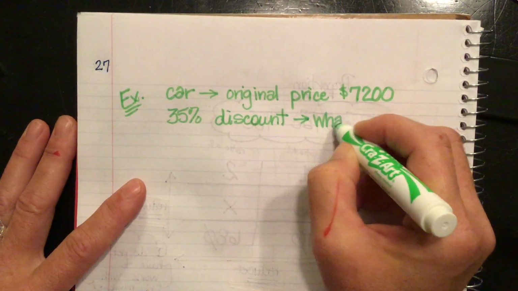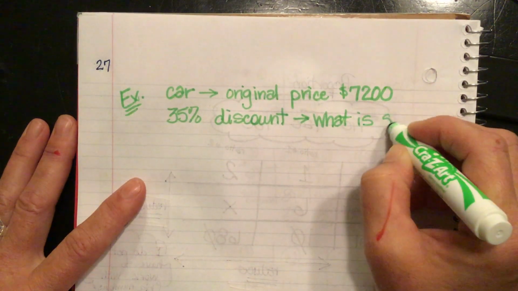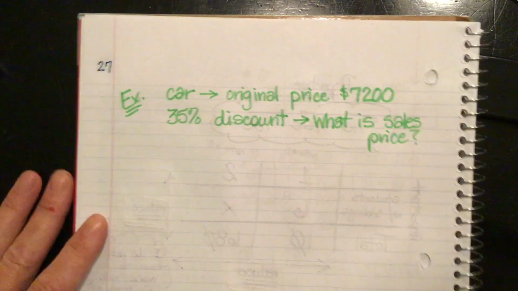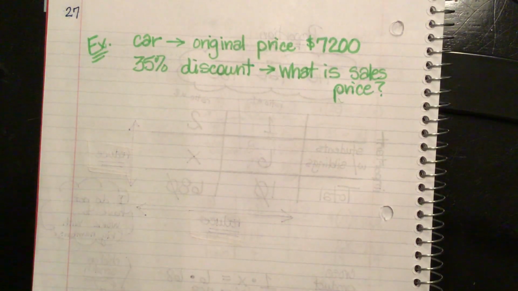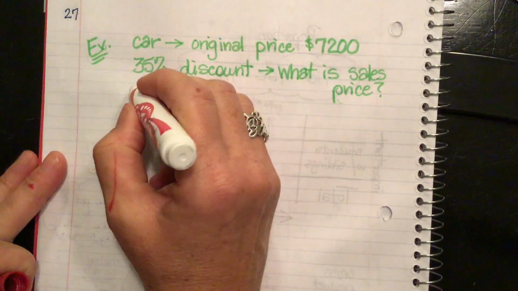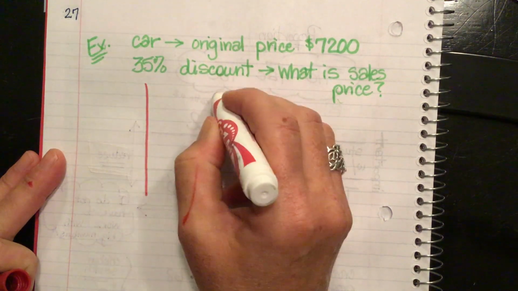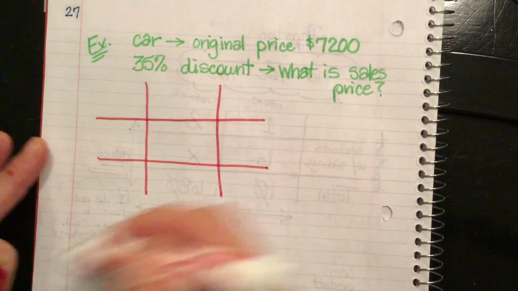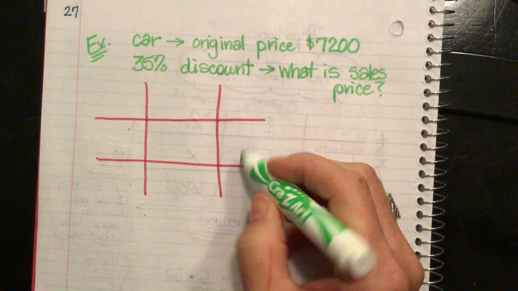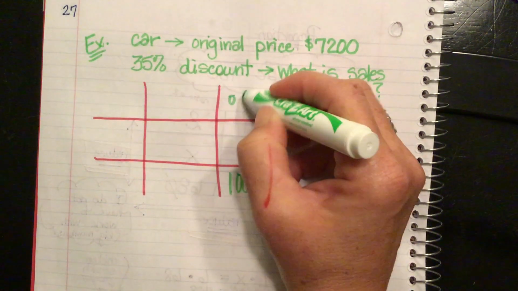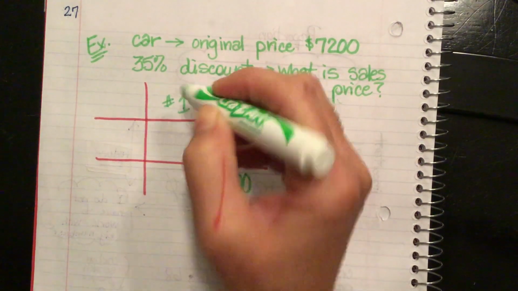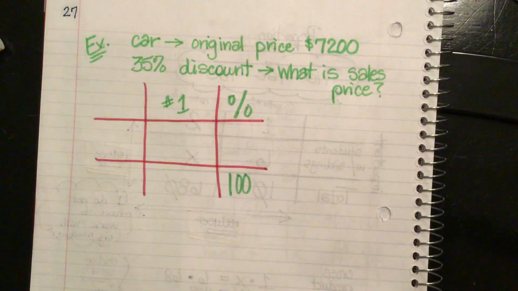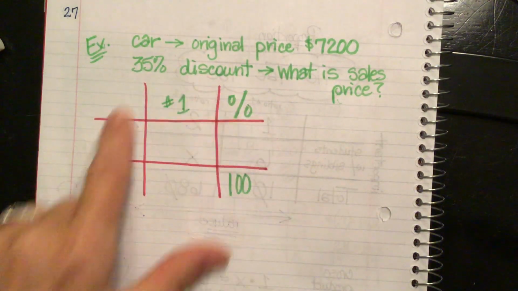What is sales price? Okay, so we always set up our scoreboard, or tic-tac-toe. And we always have 100 in the bottom right, our percent column. Remember that for a lot of you, this is simply a strategy. If it's not working for you and you find it more complicated, you do not have to use this.